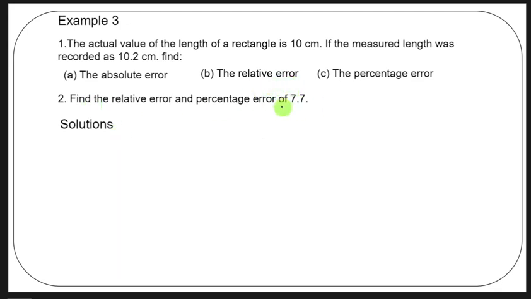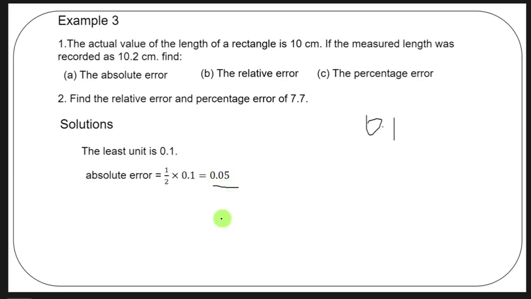For question number 2, first we'll find the least unit. The least unit of 7.7 will be 0.1 because there is one decimal place in this one. So the least unit is 0.1. Then the absolute error will be equal to half of this, which is 0.05. So this is the absolute error.